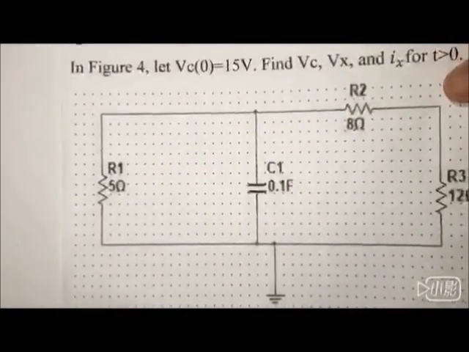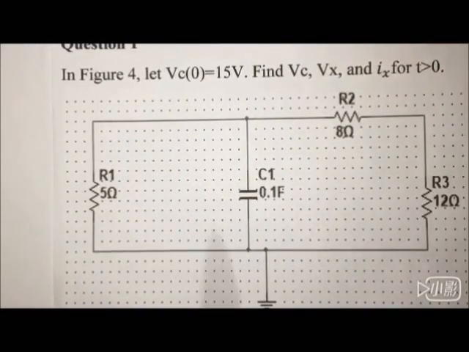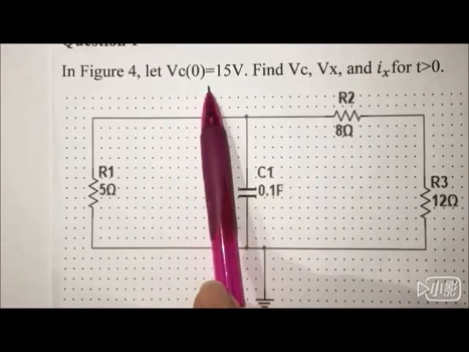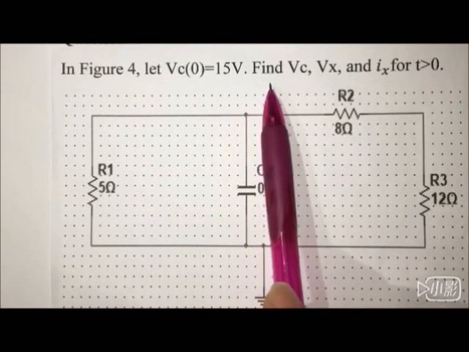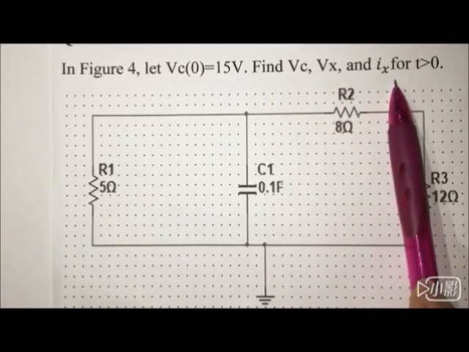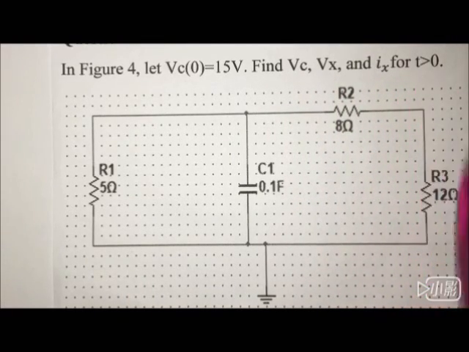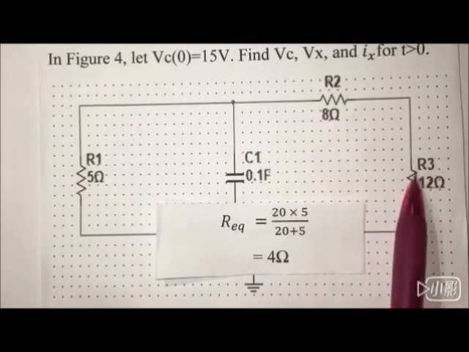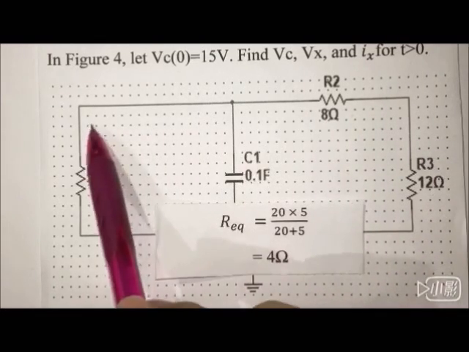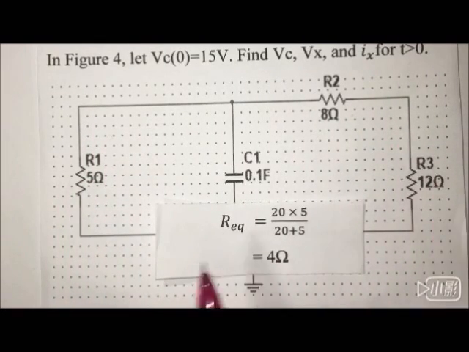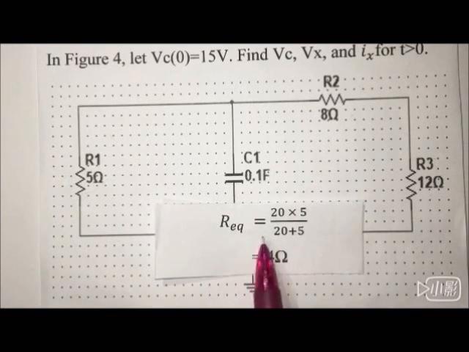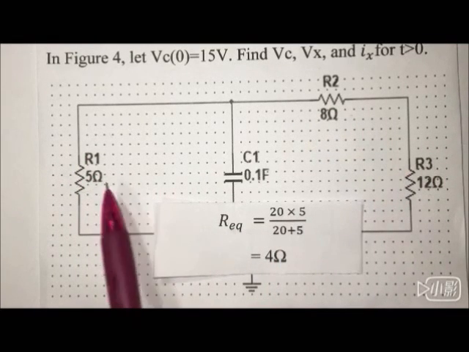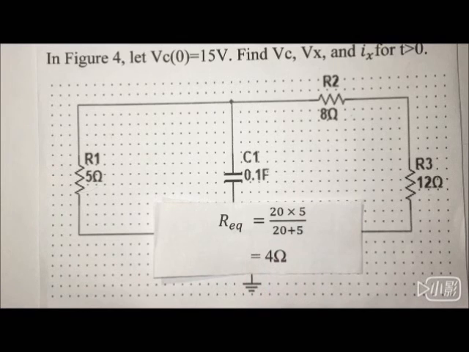Okay, now we go through some equations of the RC circuit. Here is an example of the RC source-free circuit. We let VC(0) be equal to 15 volts. Now we are going to find Vc, Vx and Ix for the condition of t greater than 0. We see R2 and R3 are in series, and this is in parallel with R1. So the equivalent resistance is equal to 20 times 5 over 20 plus 5. Now we get the answer of 4 ohm.